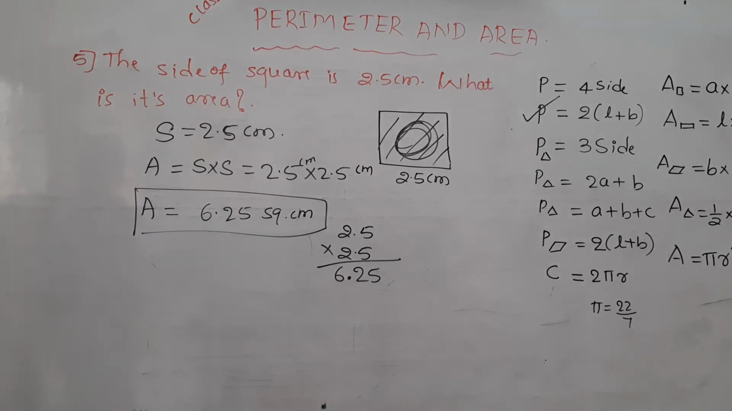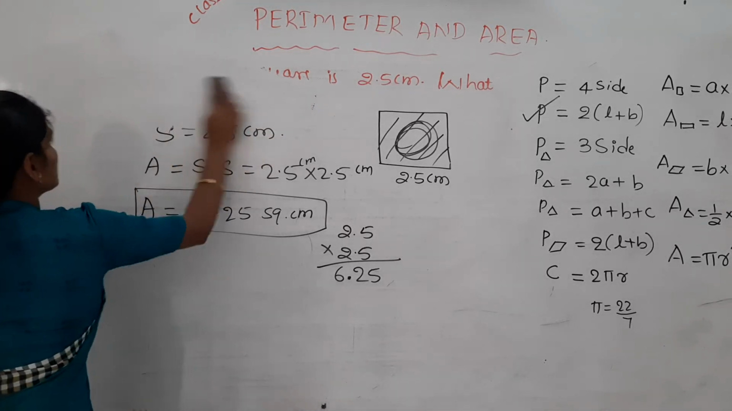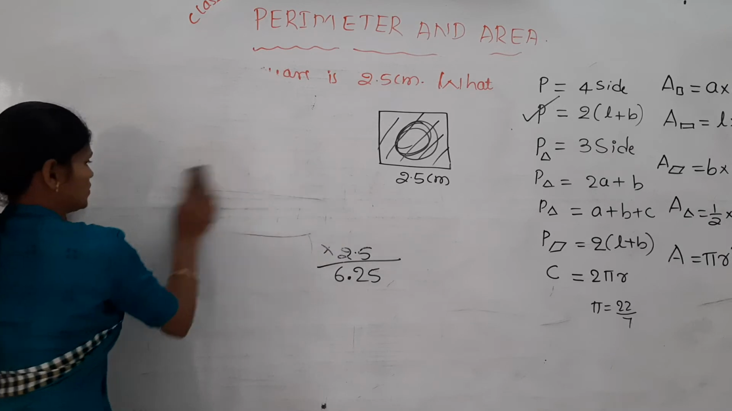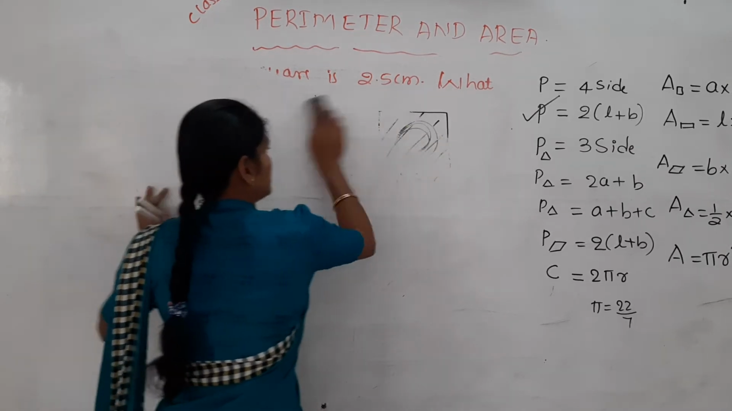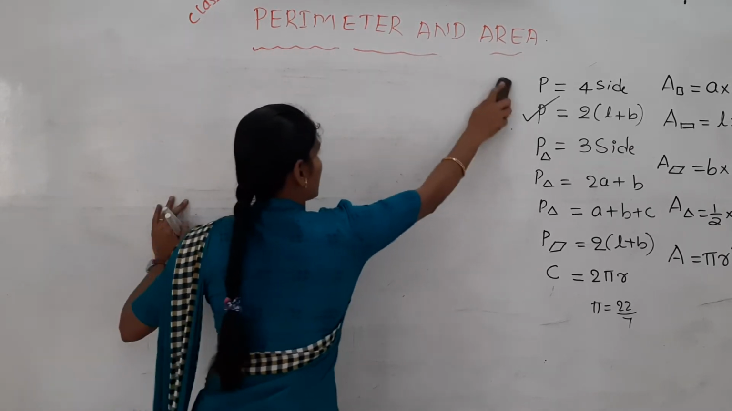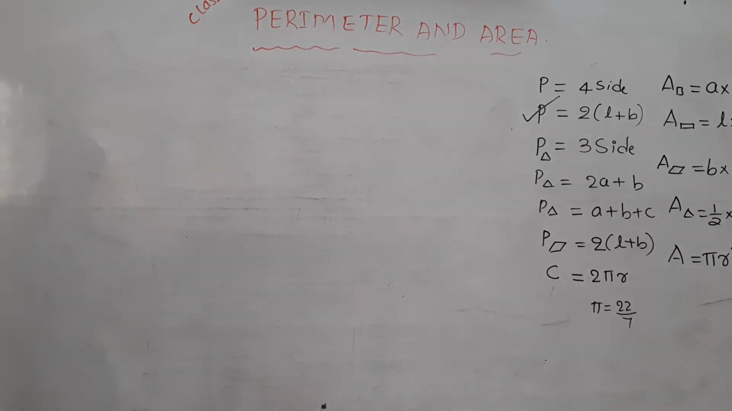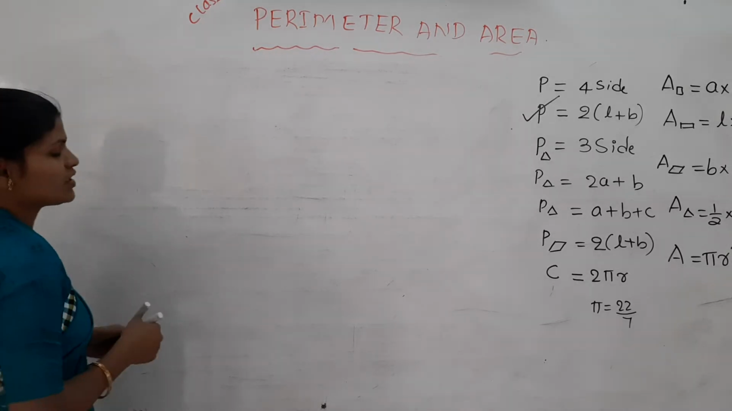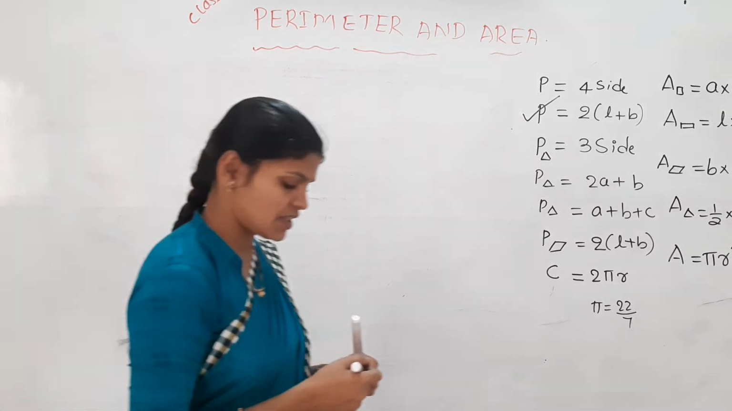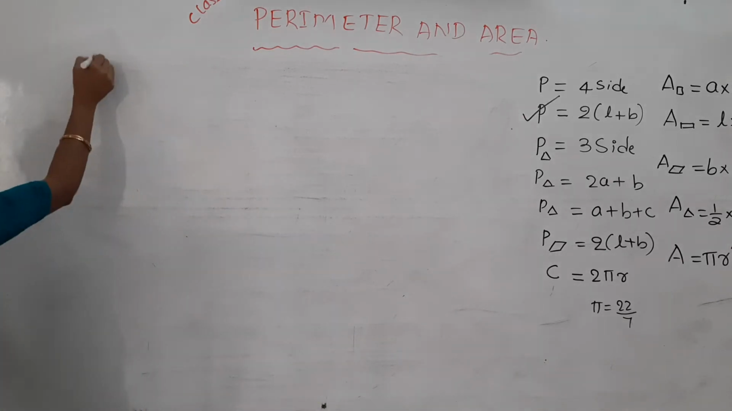Next we will take one more question here, the same way for a rectangle. Yes. Next one more, take here one more question. If the area of a rectangle is 20 centimeter square or square centimeter, and its length is 5 centimeter, then find its breadth.